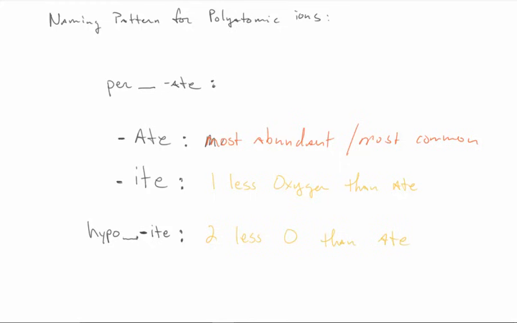And then when I jump up above the ATE, I have the per-ATE, and what this has is one more oxygen than the ATE form.